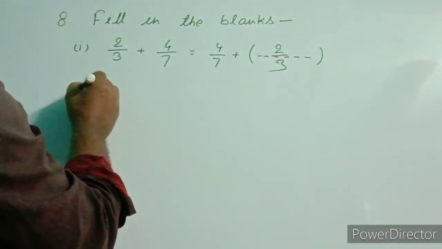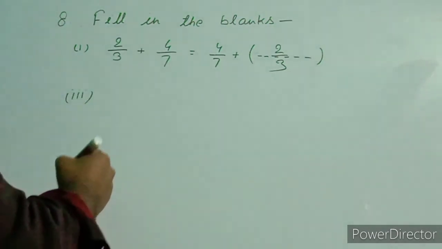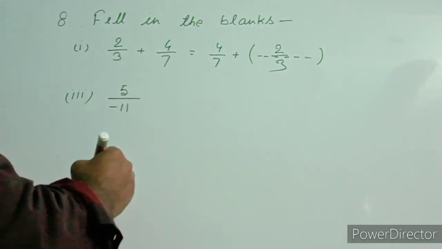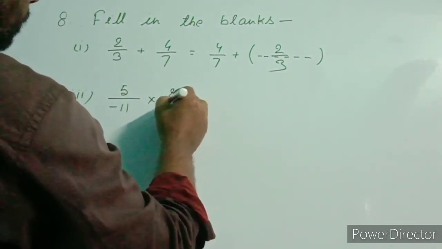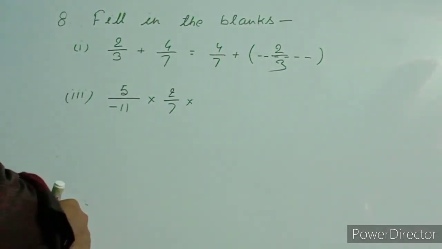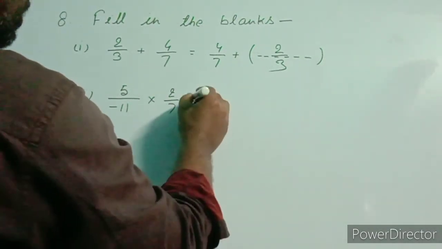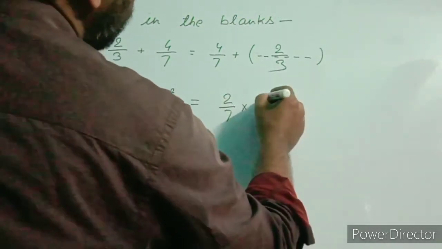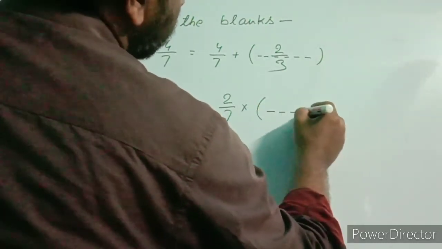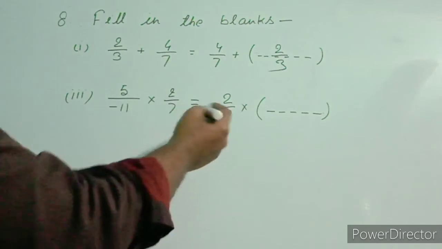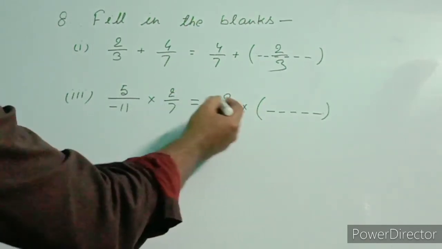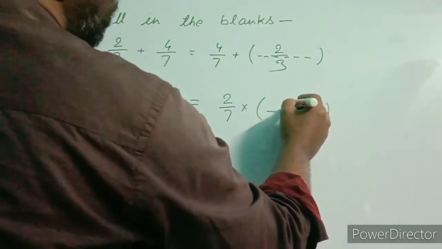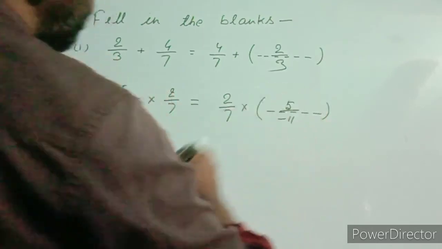Roman number 3, that is 5 by minus 11 into 2 by 7 equal to 2 by 7 into dash dash dash. What will you fill in this empty place? So what is left? 2 by 7 is already written here. 5 by minus 11 is left in RHS. So we will write here 5 by minus 11.